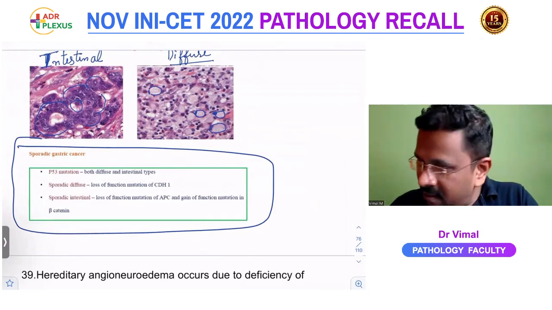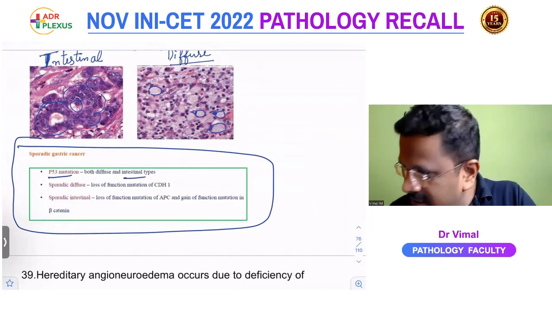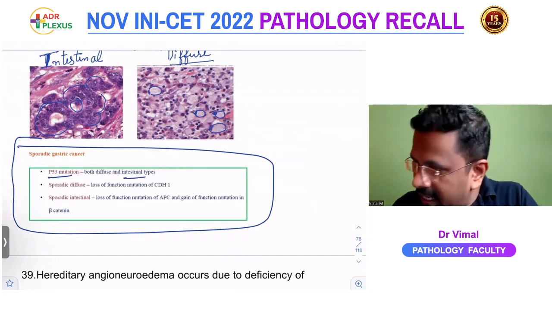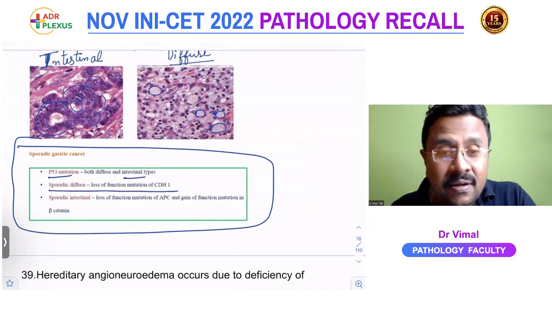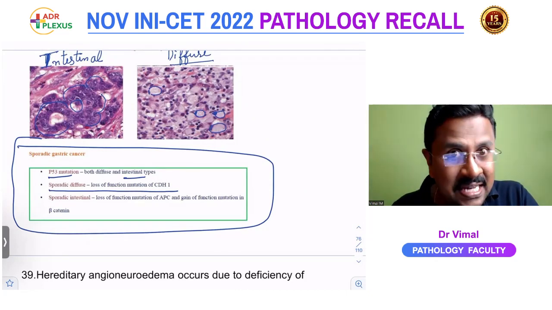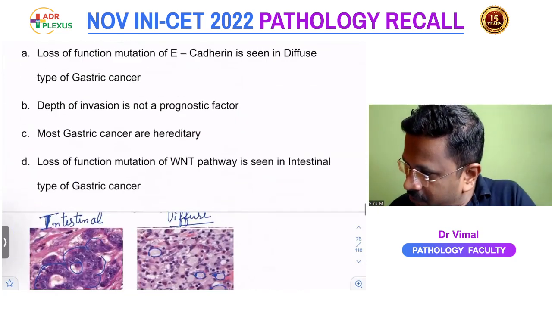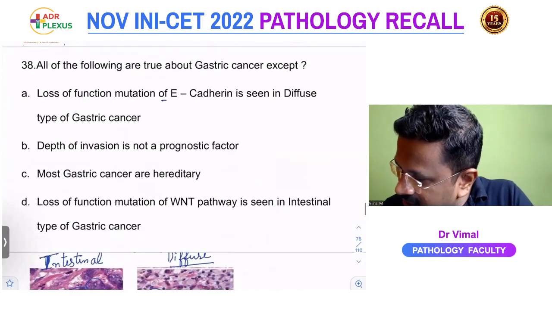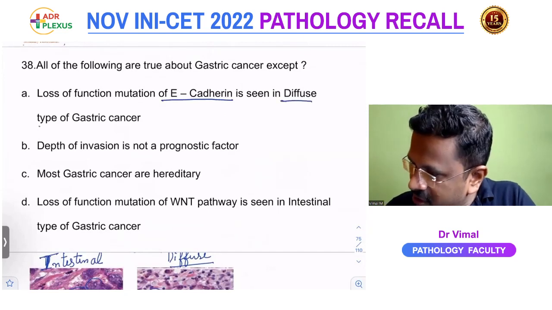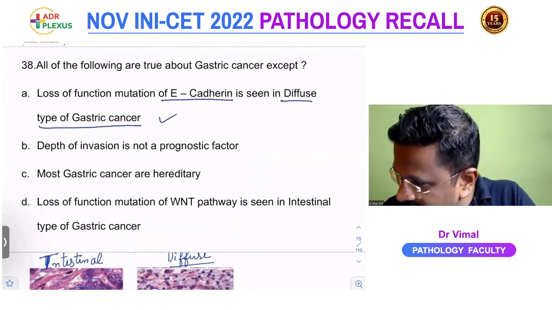You can see here, P53 mutation can be seen in diffuse and intestinal type, and in sporadic diffuse type there will be CDH1 mutation. CDH1 is nothing but E-cadherin. So E-cadherin mutation is seen in the diffuse type of gastric cancer. This is true.